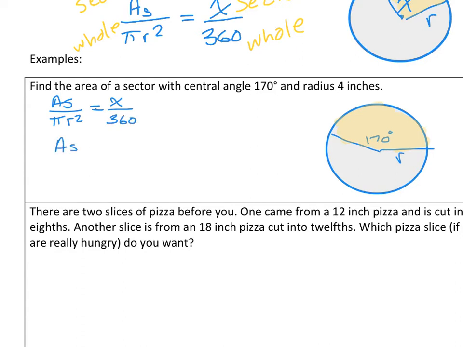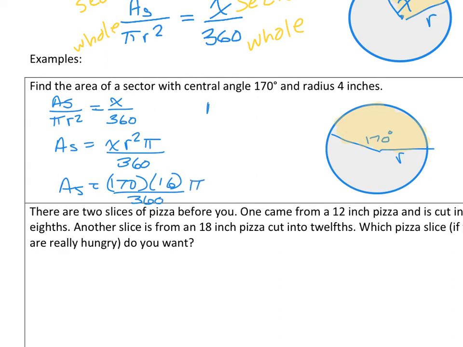So if I cross multiply this up, the area of the sector is going to be the central angle times the square of the radius times pi over 360, and just start substituting. So we've got 170 times 4 squared, which is 16, over 360 pi. It'll be easier just to do the tens first. So we've got 17 on top times 4 times pi, and 36 divided by 4 is 9. So 17 times 4 is 68 pi over 9. This would be square inches, and this is exact.